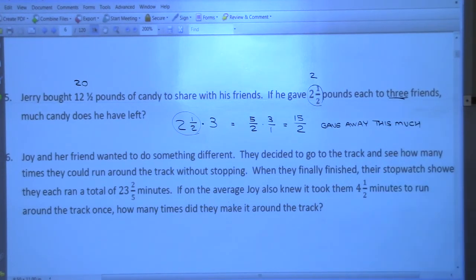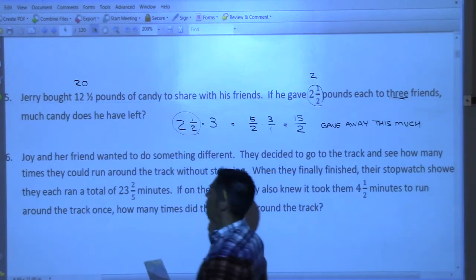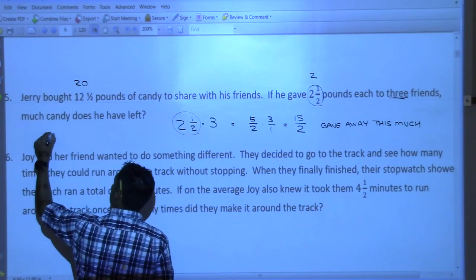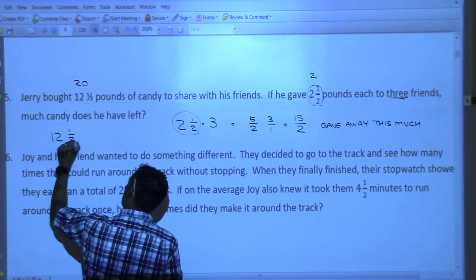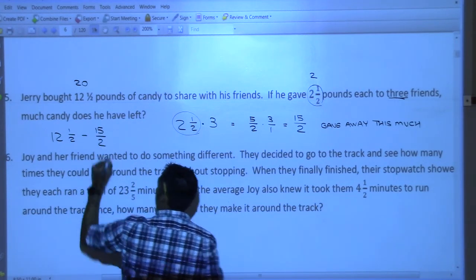All right, he gave away that much. Now what? Subtract that from 12.5. Good. So the way you'd write that is 12.5. You're saying subtract this from that, so like this.